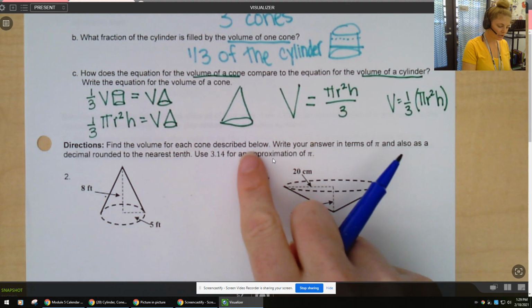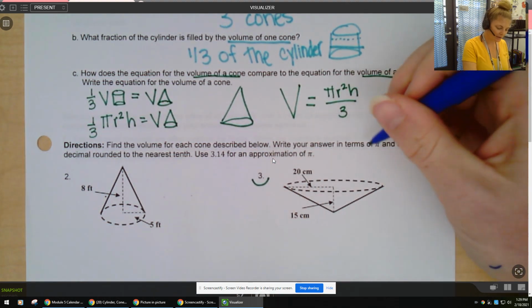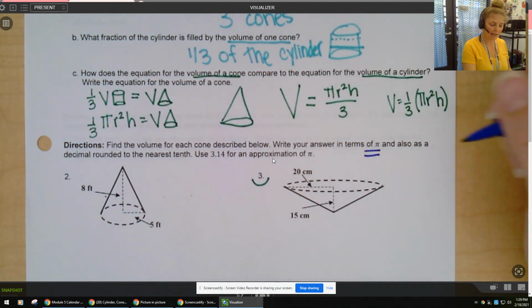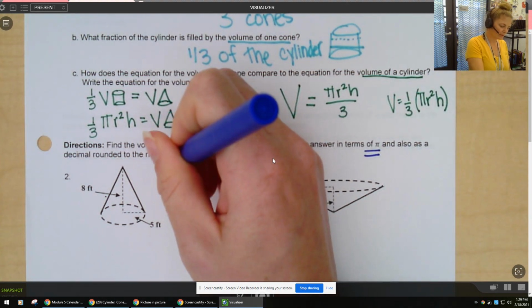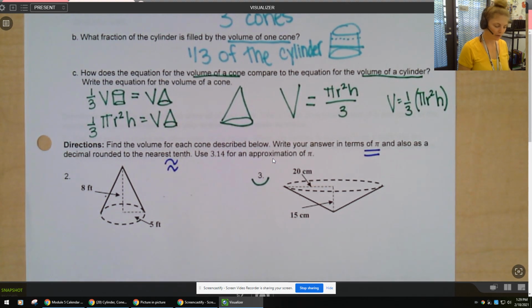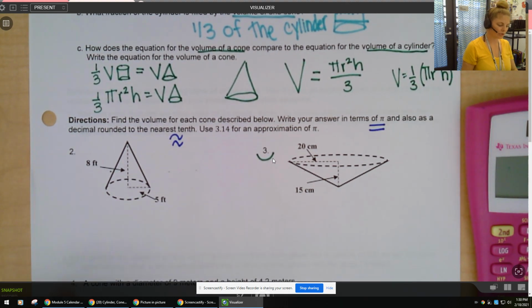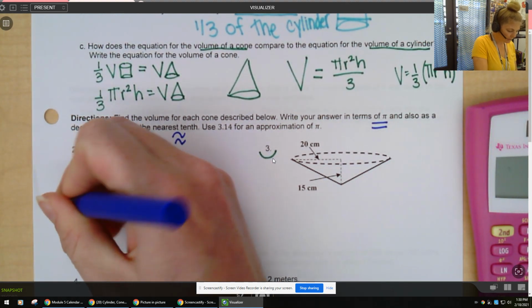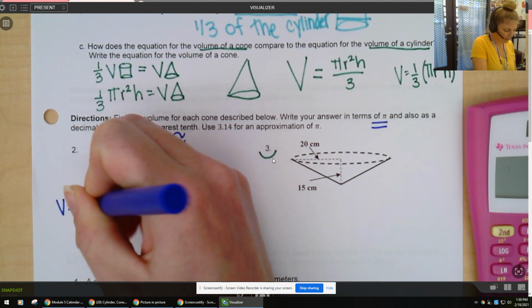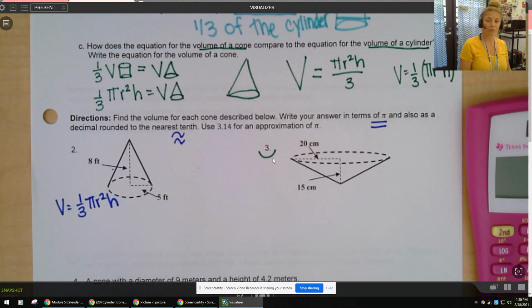So find the volume for each cone described below. Write your answer in terms of pi, your exact answer, and also as a decimal rounded to the nearest tenth, your approximate answer. And we're using 3.14 for pi, so hopefully you have your calculator or your online calculator ready to go. So taking a look here, of course, I'm going to start with the formula. So volume is equal to 1/3 pi r squared h. And it's important to write the formula while we're practicing. And that's a way we're going to memorize and put that formula into our long-term memory storage.